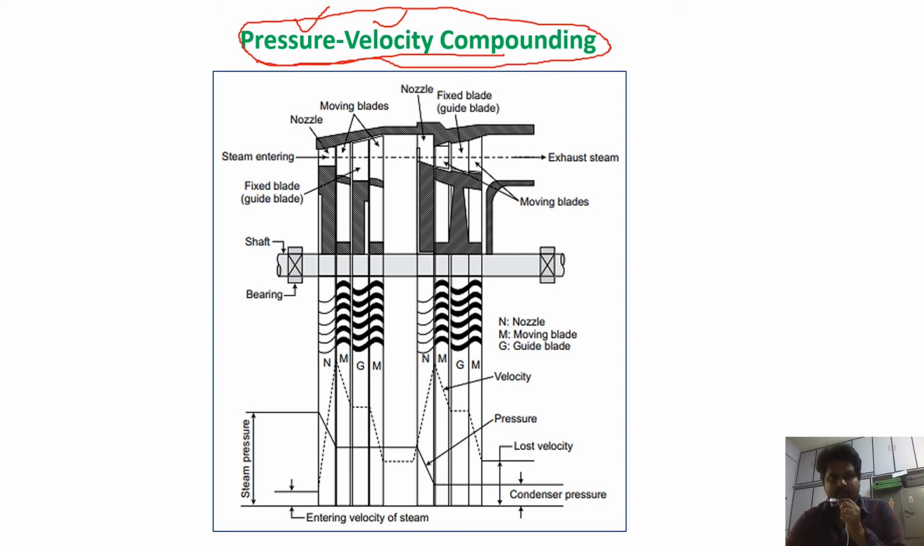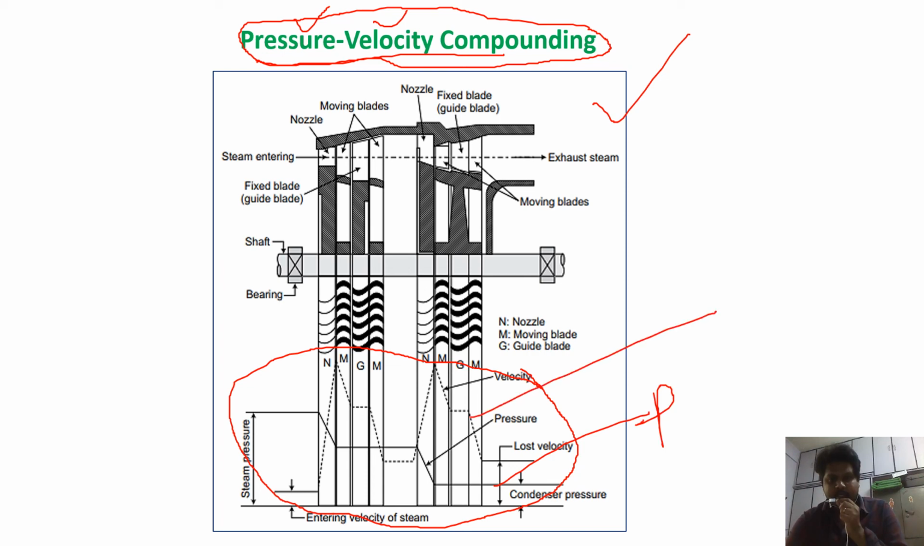So this is the schematic of the compounding. Here we can see at the bottom this is the pressure line, and this line is the velocity line. So here pressure decreases stage by stage and velocity also decreases stage by stage. So that is why it is called pressure velocity compound.